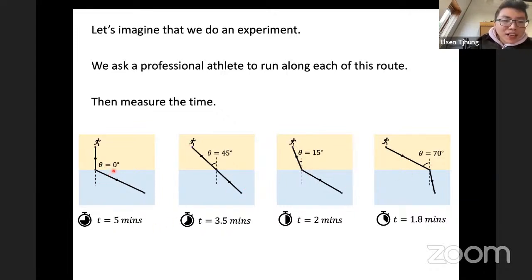For example, for the angle theta equals 0 degrees, the time it takes for the athlete to complete the race is 5 minutes. And for angle theta, this image is wrong, it should be swapped. For the angle theta equal 15 degrees, the time it takes for the athlete to complete this race is 3.5 minutes, for example. And then for angle theta equal 45 degrees, the time it takes for the athlete to complete the race is 2 minutes. For 70 degrees it is 1.8 minutes.